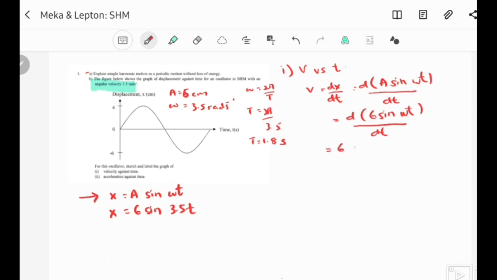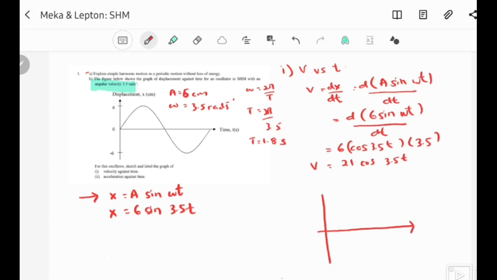differentiate sin jadi cos omega t times dengan omega kita 3.5. So 3.5 times 6, sini kita dapat 21 cos 3.5 t. So ini equation untuk v. So dah dapat equation dia, kita boleh mula sketch the graph.